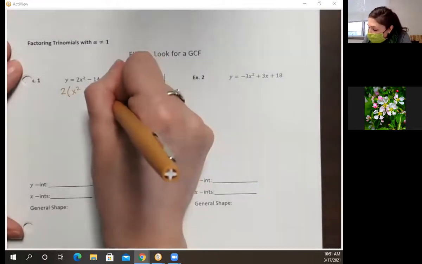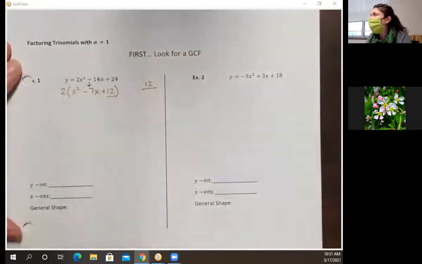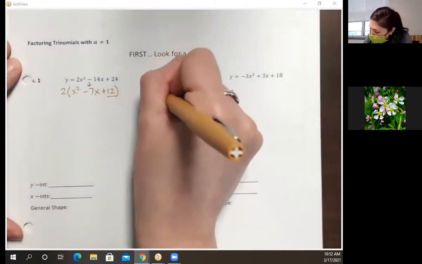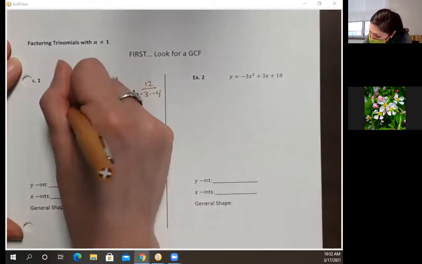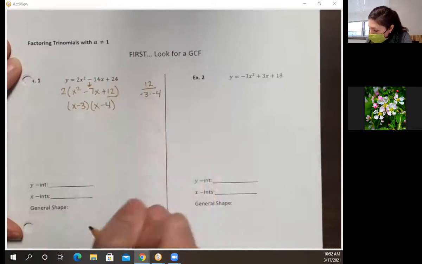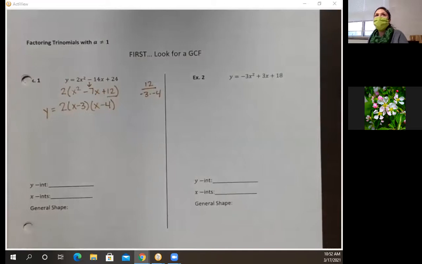So I want factors of c that add to b. So I need factors of 12 that add to -7. So what would multiply to give me 12, but add to give me -7? -3 times -4, perfect. So this part here would become x minus 3 times x minus 4. Don't forget to drop down that 2. And that would be our factored form.